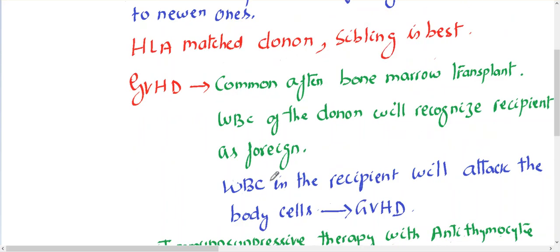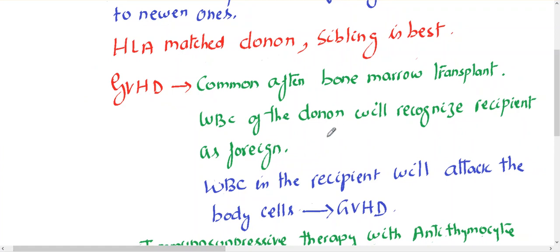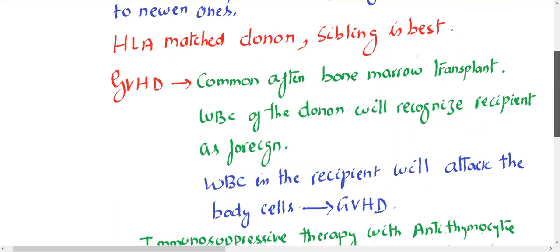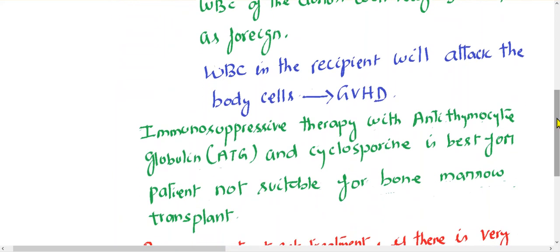And after bone marrow transplant, one of the diseases they can get is called graft versus host disease. Now what exactly is graft versus host disease guys? So the WBCs of the donor will recognize the recipient as foreign, and the donor WBCs will attack the recipient's body cells. All right, so that will lead to graft versus host disease. So that's an important complication you should know.